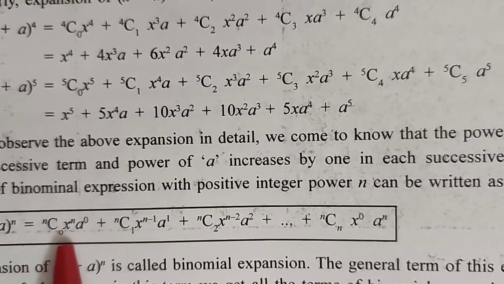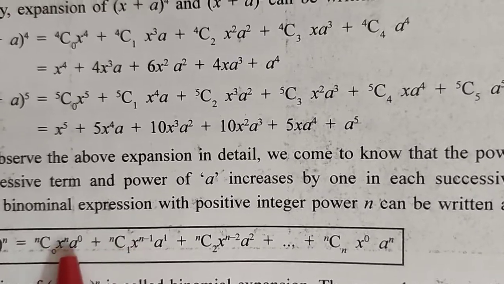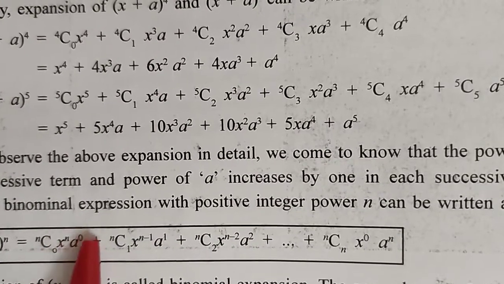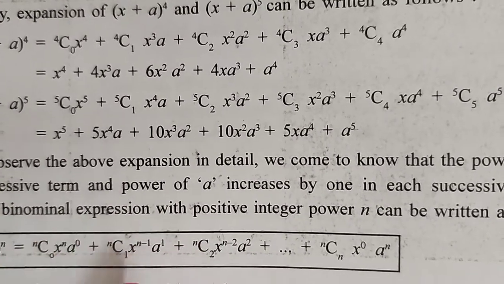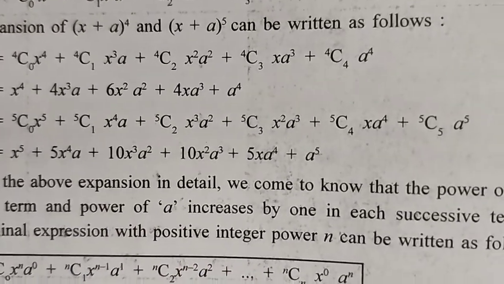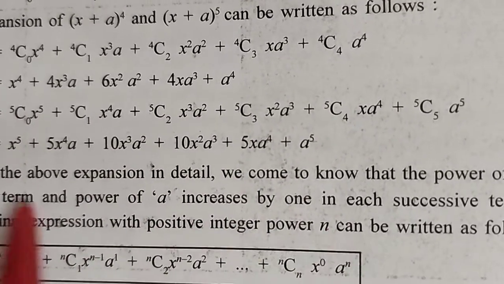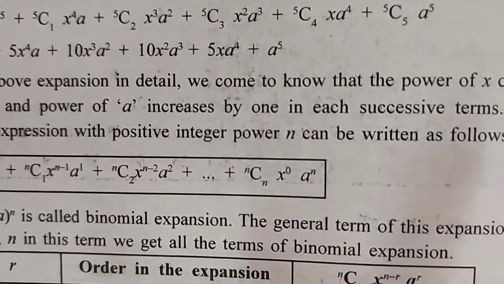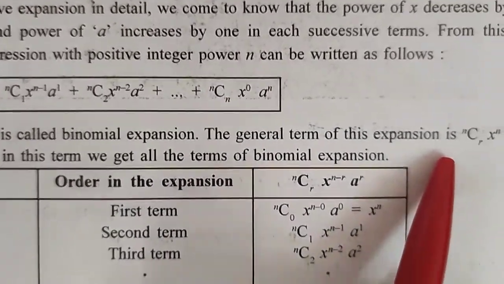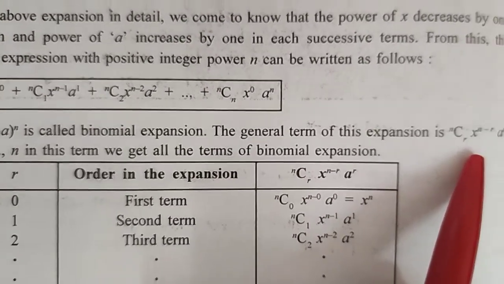Now as you can see here, the power of x decreases by 1, then n minus 1, n minus 2, same way the power of a increases by 1, like a raised to 0, then a raised to 1, then a raised to 2, right? So expansion of x plus a raised to n is called binomial expansion. And the general term of this expansion is ncr x raised to n minus r into a raised to r.